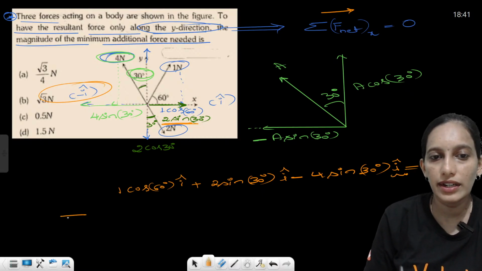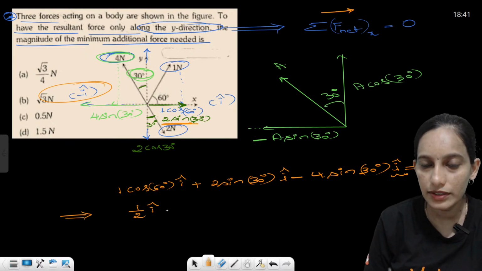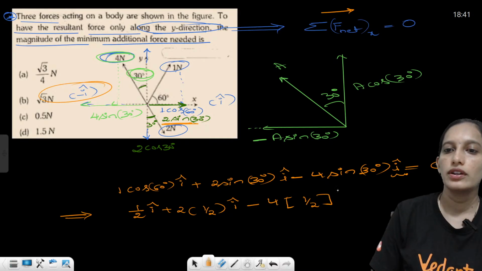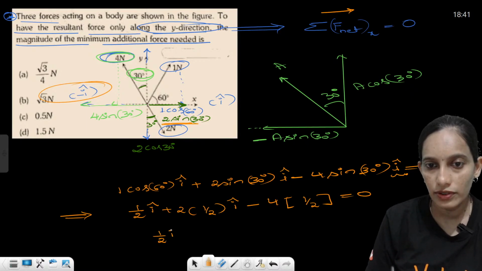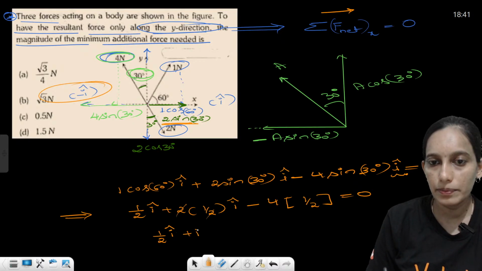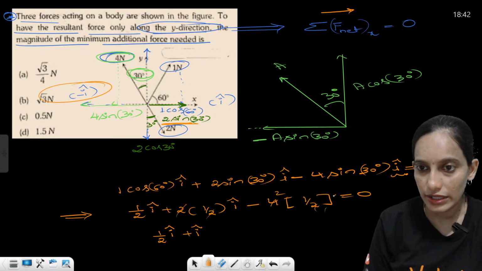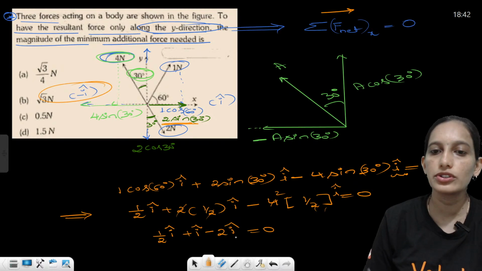Okay, so now quickly substitute the values. cos 60 means half, so half i cap. Then we have 2 into sin 30, which is again half i cap. Then minus 4 into sin 30, which is again 4 into half, and this must be equal to 0. So this is like half i cap. So this 2 and this 2 will go away. So what remains here, plus i cap, and this is like 2 1s are 2 2s are, so sorry, here I have left out one i cap. So minus 2 i cap will be equal to 0.